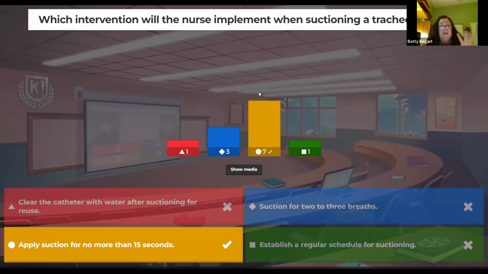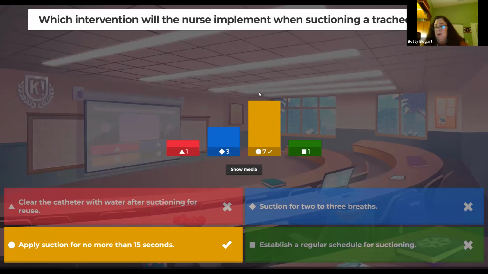So the thing is, we're never going to reuse it because it is a sterile suctioning, okay? And we are not going to suction occluded for more than 15 seconds because they can't breathe. So they're not breathing for 15 seconds. And we don't do any routine suctioning. We suction as needed because too much can create more irritation, cause more phlegm in there.